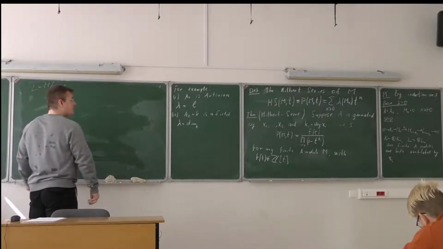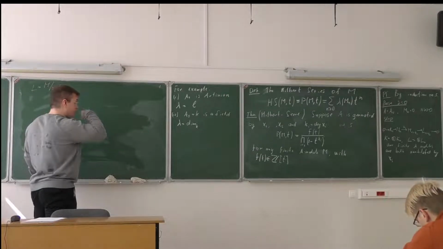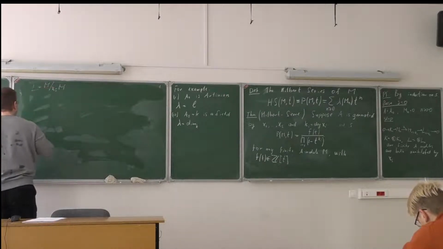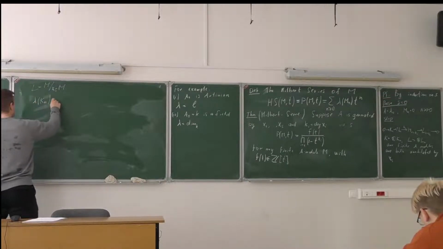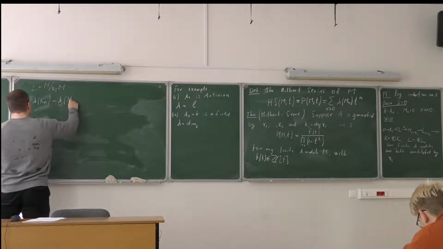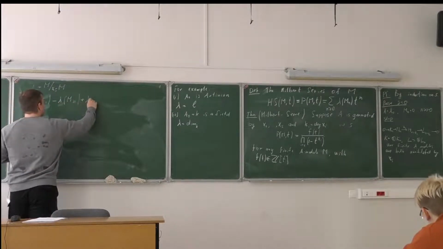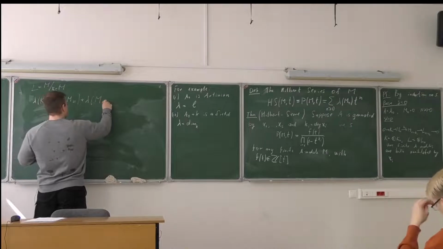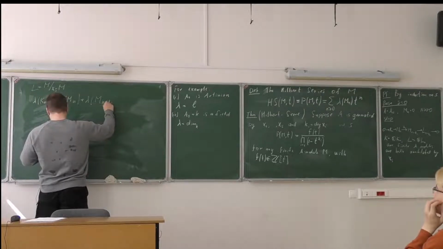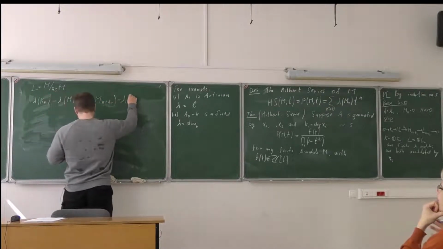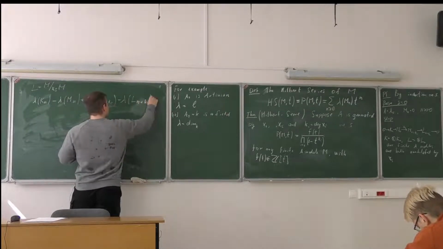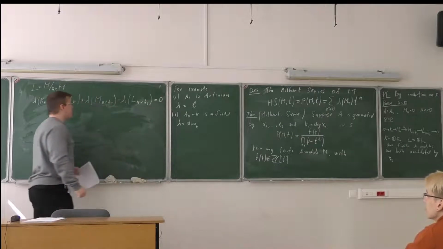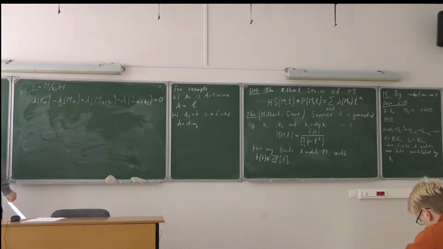Now let's take this short exact sequence and apply lambda to it. Then we get the following identity: lambda of Kn minus lambda of Mn plus lambda of M_{n+ks} minus lambda of L_{n+ks} is equal to 0, since lambda is additive.